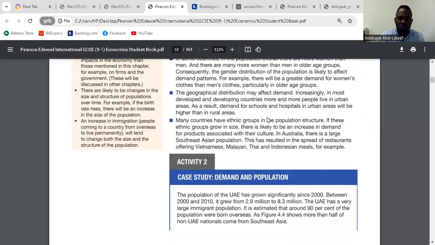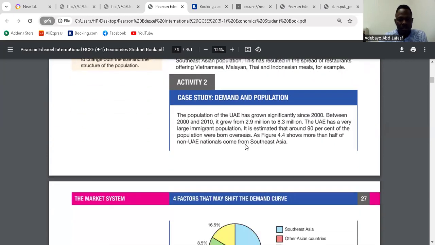Many countries have ethnic groups in the population structure. If these ethnic groups grow in size, there's likely to be an increase in demand for products associated with their culture. So they are making an example. Let's use the example of the Nigerian community here. If there are a lot of Nigerians here, the demand for Nigerian foods will increase, shifting the demand curve rightward. If there are fewer Nigerians here, the demand for Nigerian goods and services would fall, shifting the demand curve leftward. Is it clear? Yes.